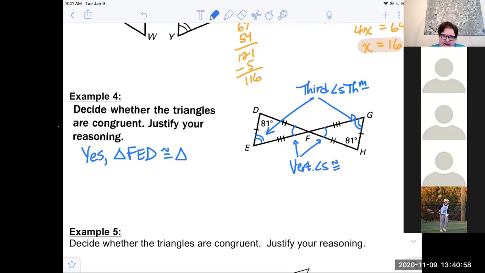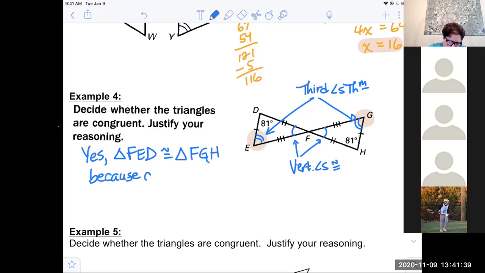Max, can you give me the other triangle's name? FED, so I'm going from the single to the double to the 81-degree angle. What would be the correspondence in the other one? Would it be FHG? So E was the one that had the double mark, so that means that the second letter needs to be what? Oh, it would be FGH. And again, with congruence, it's super important that you keep the order matched up.